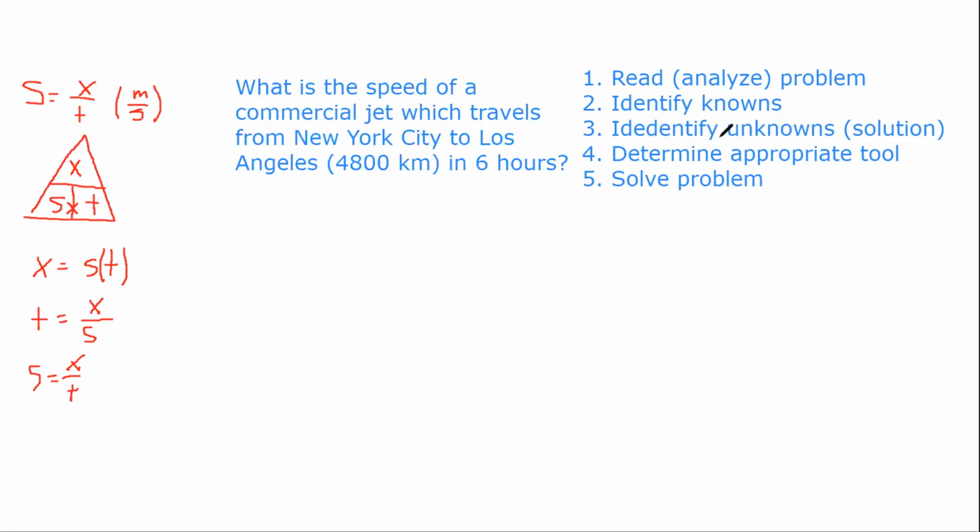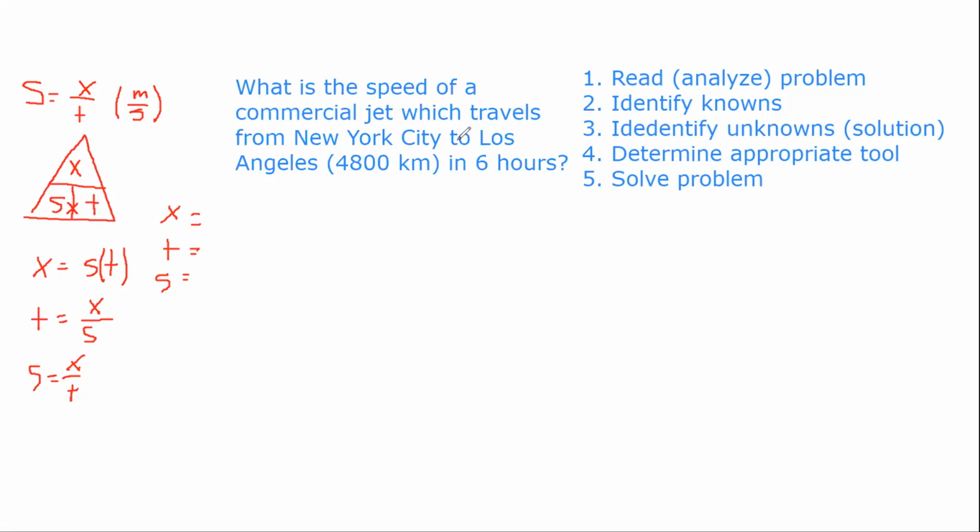So what I do is I give myself a toolkit here, and then I give myself a key. All right, my key is I've got a position, I've got a time, and I've got a speed. All right, so what are they? And then this will be where I identify my knowns. I give myself a list of variables and I start identifying them. All right, well, let's read the problem. Now we're going to do step one. What is the speed of a commercial jet which travels from New York City to Los Angeles? Well, that distance it gives us is 4,800 kilometers, and it does this trip in 6 hours.